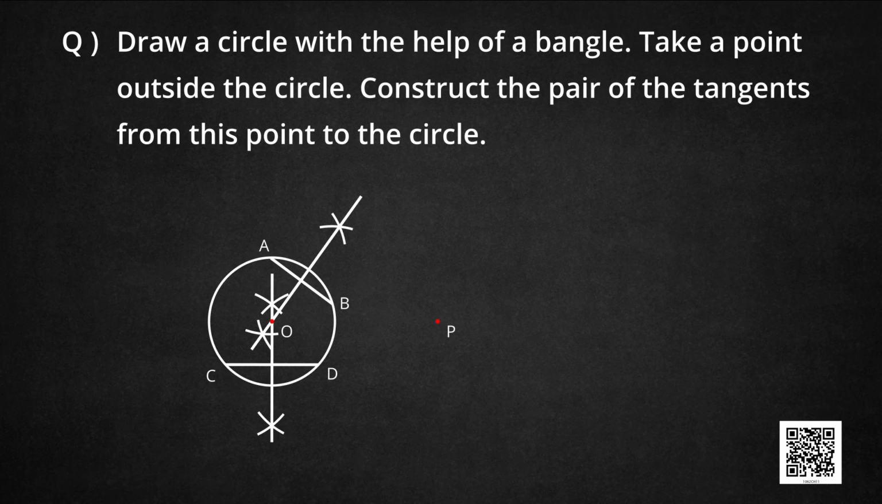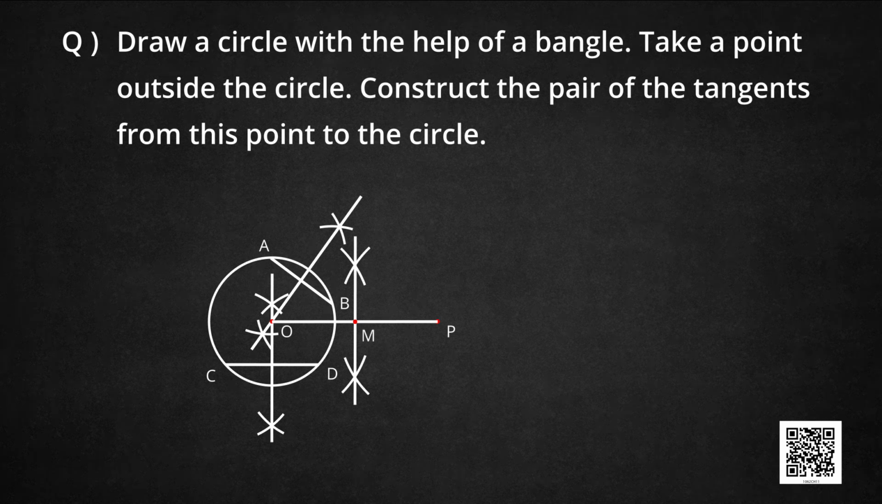Now children, we have the external point, that is point P. Join O with P. Now we have to draw two tangents to this circle from the point P. For this, we have to draw perpendicular bisector of OP. Children, we have already practiced how to draw perpendicular bisector of a line segment. The point where this perpendicular bisector intersects OP, name it as point, say M.